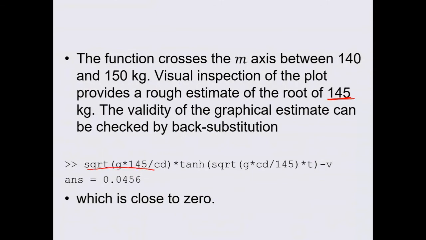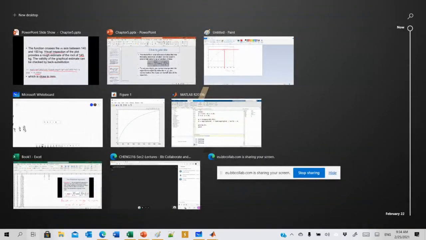It says we can determine the value of the function, which comes out to be 0.0456, which is close to 0. So we say it is almost 145 kg or 140 kg, whatever you want to read it as. This depends on your visual inspection of the plot. It will depend on the resolution of the plot for you to read the value. Please try to use your mic to ask a question or say something.